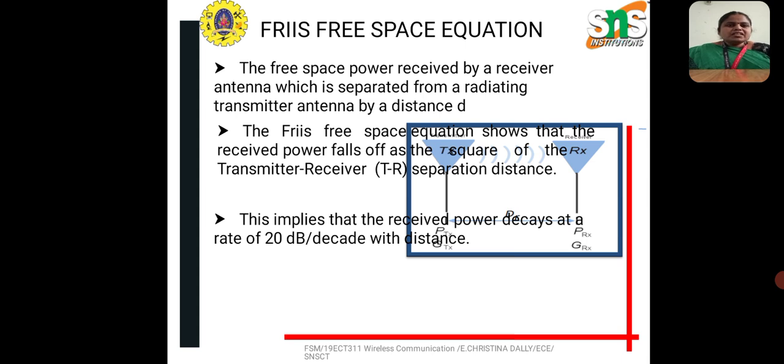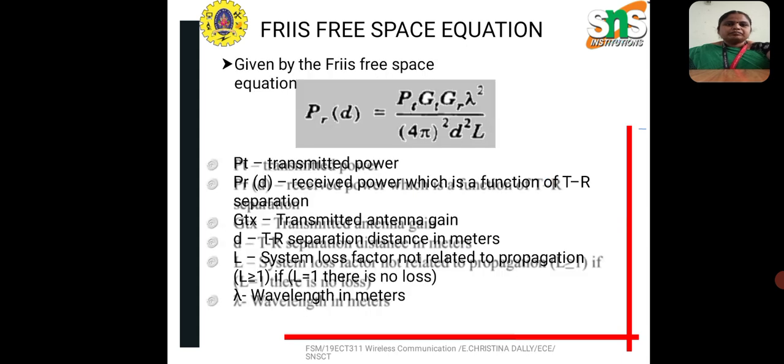The free space power received by a receiver antenna, which is separated from the radiating transmitter antenna by a distance d. The free space equation shows that the received power falls off, which implies the received power decays at a rate of 20 dB per decade.